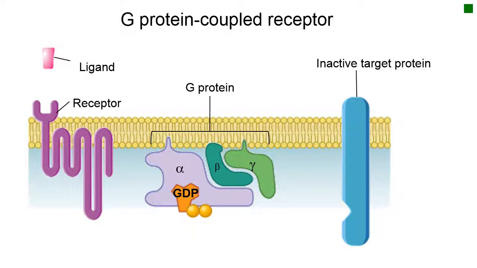G protein coupled receptors are found in virtually every eukaryotic organism. They consist of a receptor protein, which binds the signal molecule, and a G protein. G proteins are composed of the three subunits called alpha, beta, and gamma. The alpha subunit is able to bind to either GTP or GDP. When the alpha subunit is bound to GDP, as shown in the figure, then it is inactive.